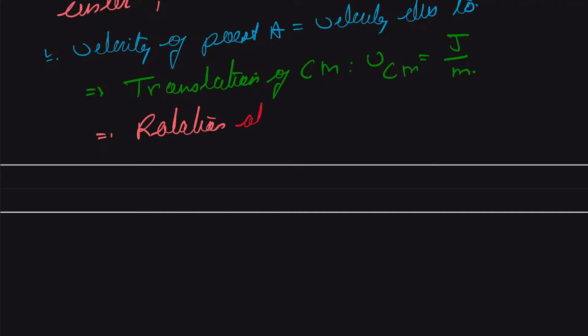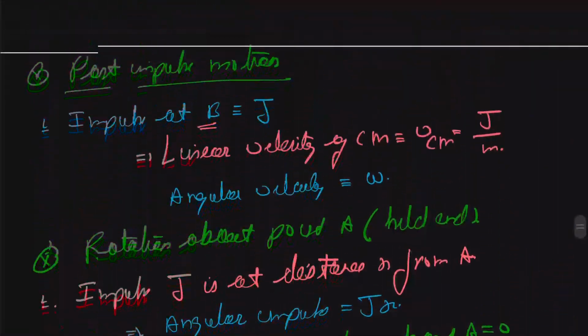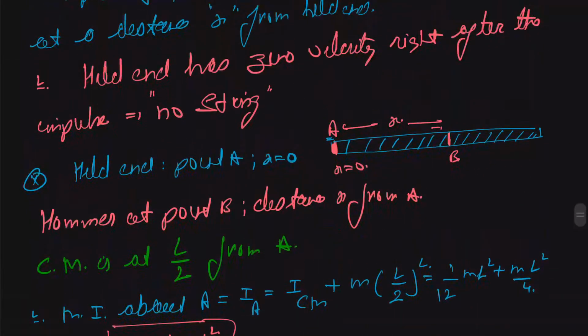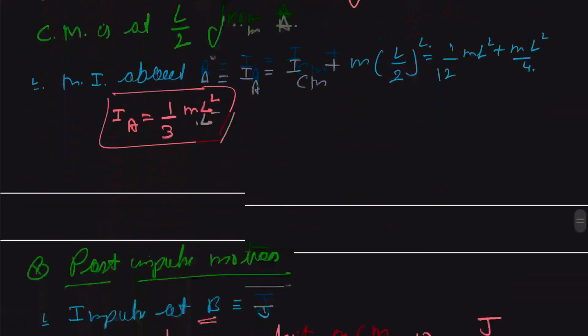Rotation about the center of mass, and point A is at a distance L by 2 from the center of mass, and its angular velocity we have already said that it is omega at L by 2 from the center of mass. Because this is our A point, its velocity we have said is omega.